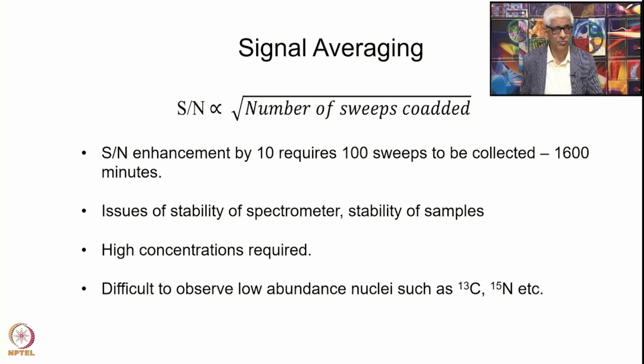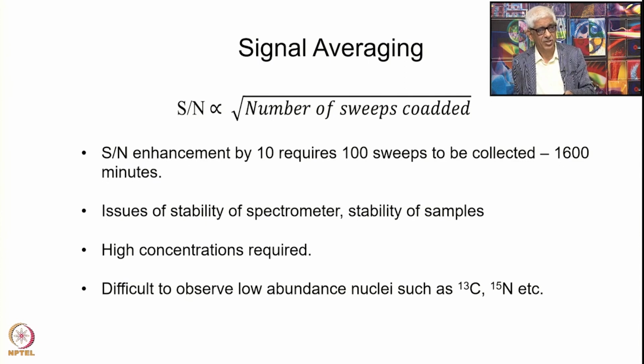And this creates a lot of issues with regard to the stability of the spectrometer and the stability of the samples. You notice previously I told you for one scan it took about 16.5 minutes. If you have to do it 100 times, that is 1600 minutes, a huge amount of time. And what pressure it puts on the spectrometer? Your magnetic field has to be stable for that long, the temperature has to be stable, the room temperature has to be stable, current has to be stable, all kinds of demands, and that puts a huge demand on the spectrometer.